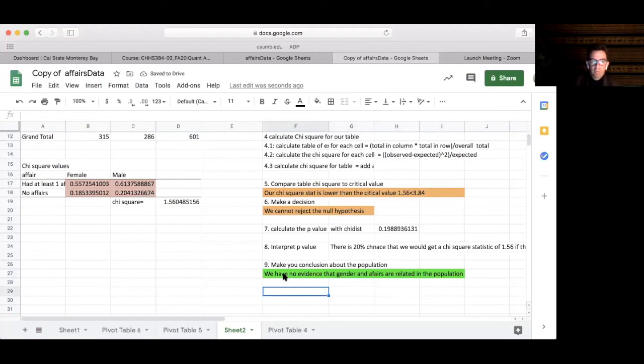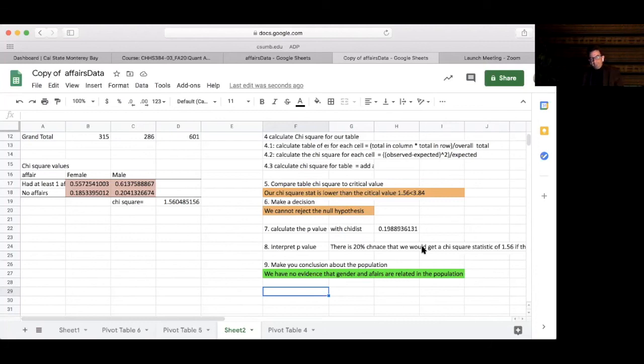If we would have gotten a higher number here, higher than 3.84, and our p-value would have been less than 5%, let's say it was 2%, then we would have said, hey, there's a 2% chance that we would get a chi-square statistic as high as the one we did if the null was true. 2% is pretty low. So we reject the null that our table came from a population where there's no relationship. And then we can accept the alternative, and we can conclude that gender and affairs are related in the population.